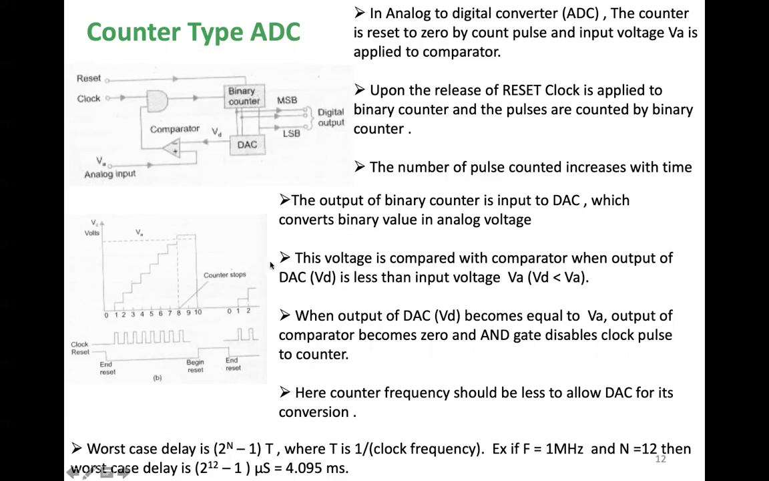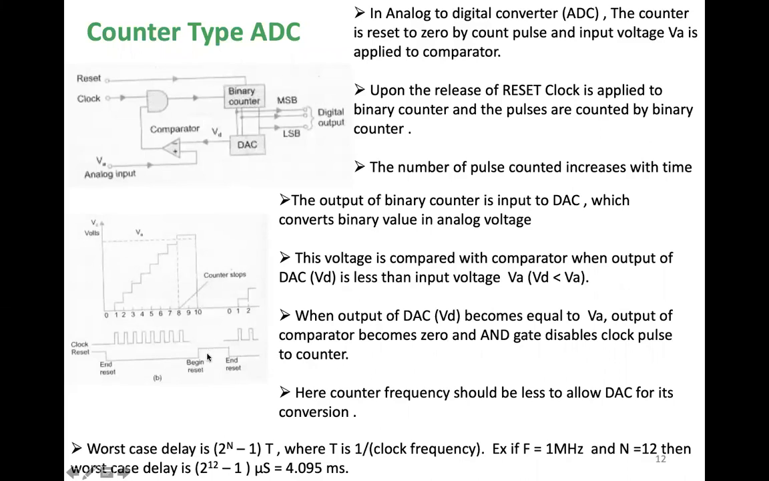Now look at this waveform here. So 0, 1, 2, 3. The counter keeps on increasing, that's an incremental counter. And the voltages here are slightly stepping up, and it will reach a level where it is VA. VA is nothing but the analog input. So this is the clock pulse, and this is the reset. Once I give the reset, it stops functioning and the binary counter is set to 0.